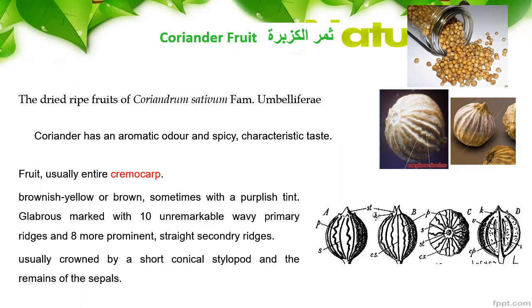The fruit is glabrous with thin, wavy primary ridges and 8 more prominent secondary ridges. The character of the umbelliferous fruit is the prominent primary ridge and less prominent secondary ridge. Here with coriander, the more prominent is the secondary ridge, while the primary ridges are wavy and less prominent. Usually the fruit is crowned with the stylopod. Here is the stylopod in the diagram, which is the remaining of the sepals.